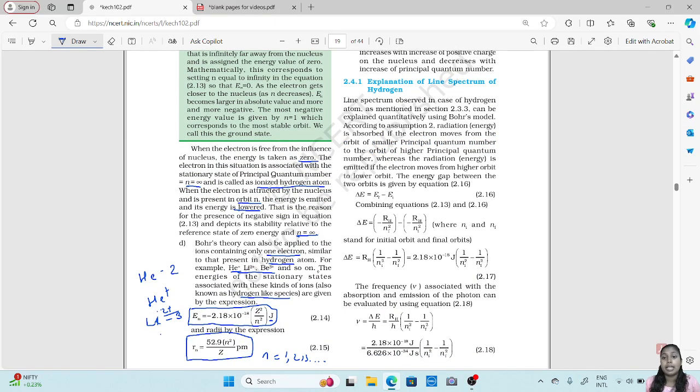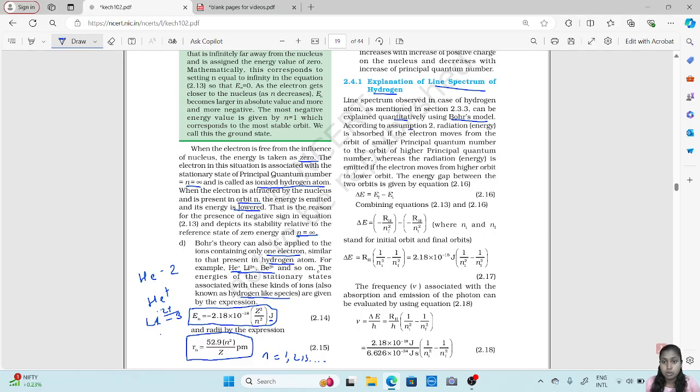Explanation of line spectrum of hydrogen. Now, what is the line spectrum of hydrogen? The line spectrum observed in the case of the hydrogen atom can be explained quantitatively using Bohr's model.